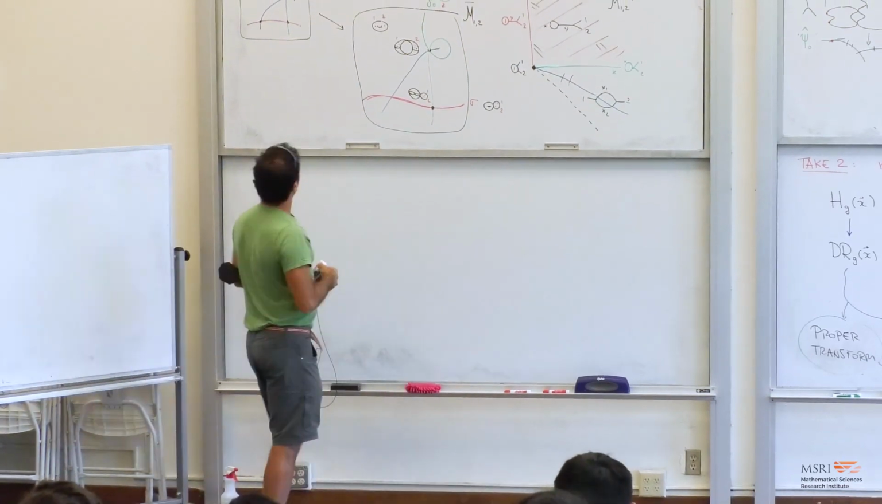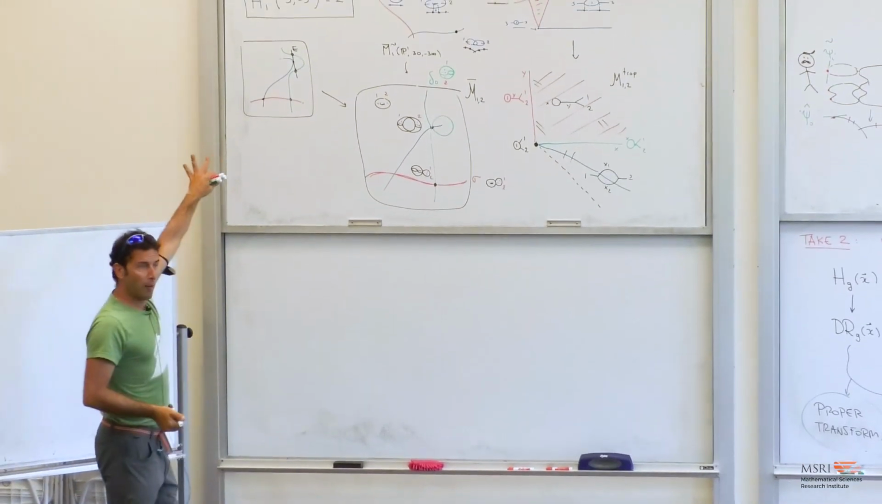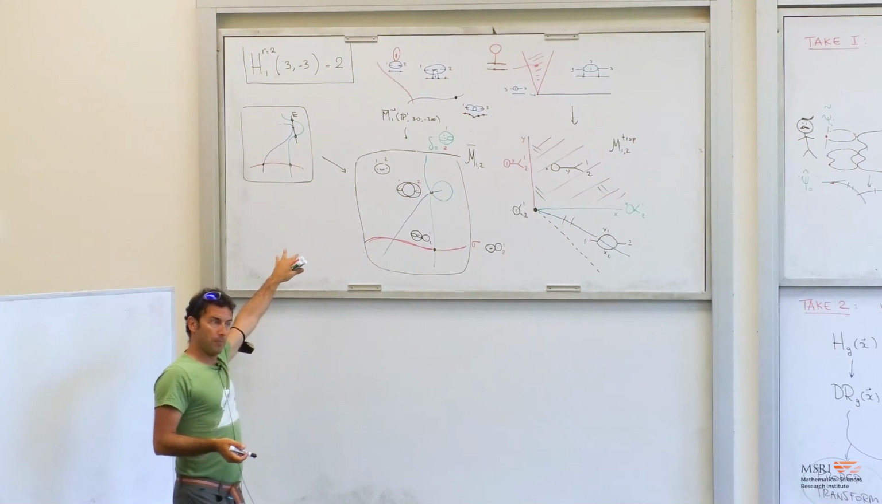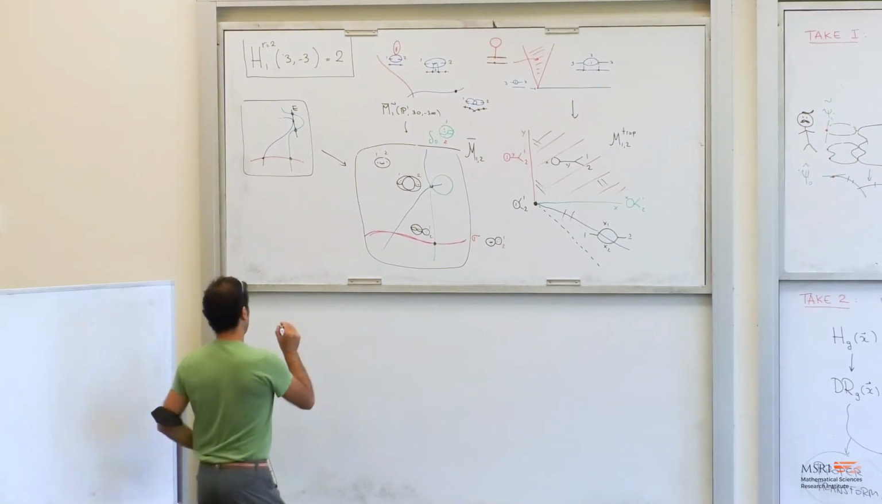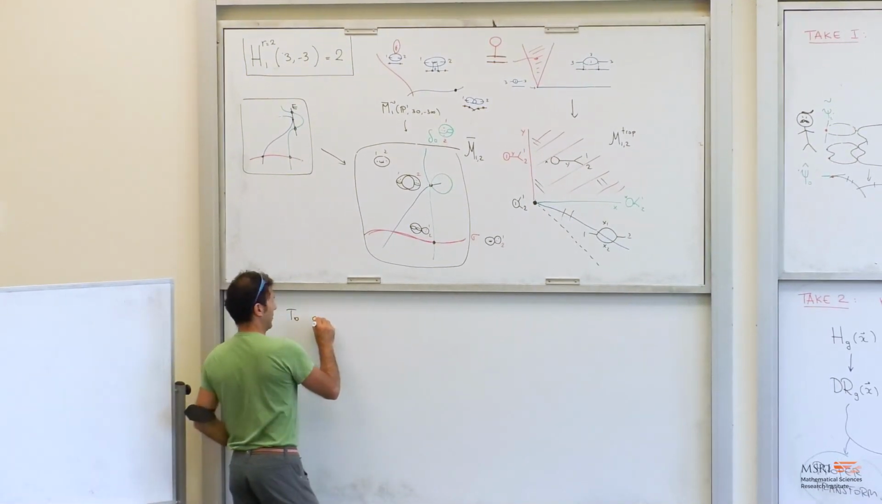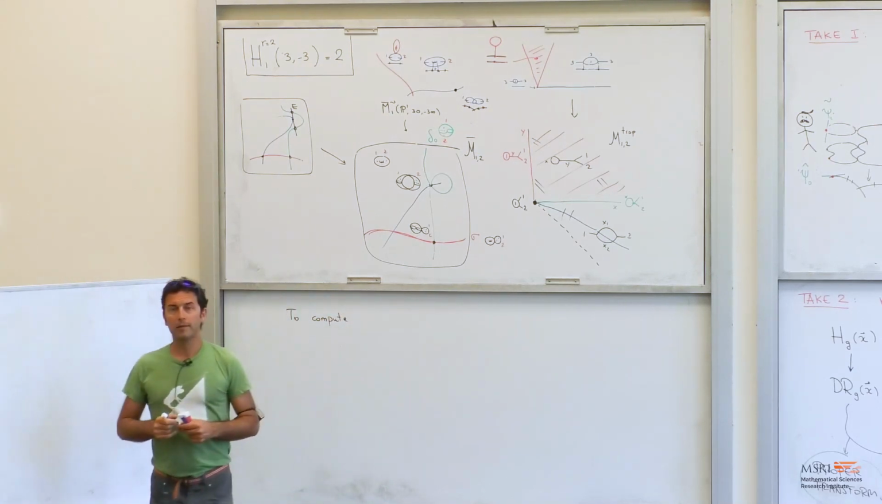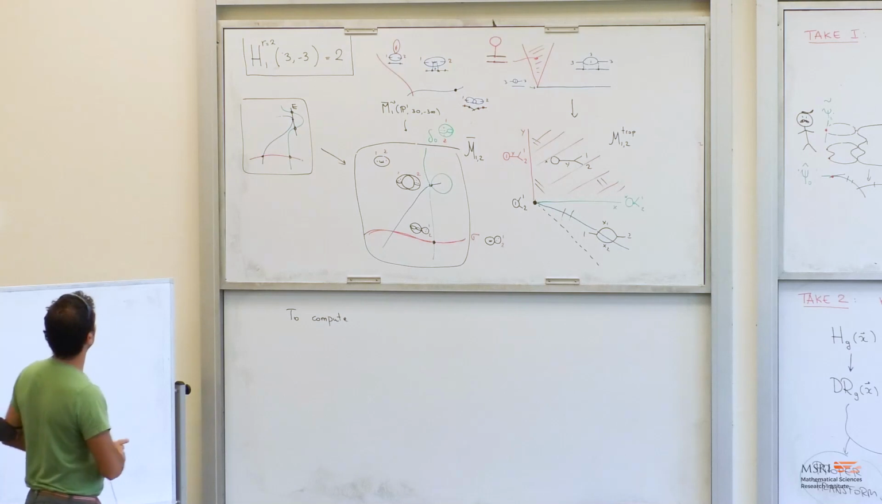Now we're saying that, okay, we need to use this geometry to compute the double Hurwitz numbers, right? And so to compute, yeah. You don't need the green in the picture to do this.